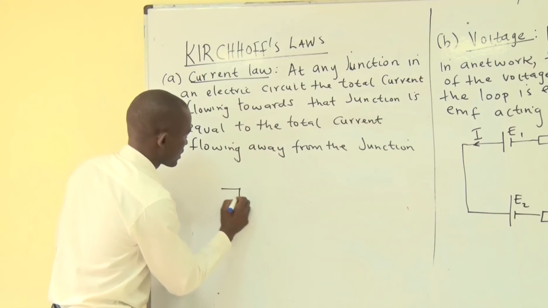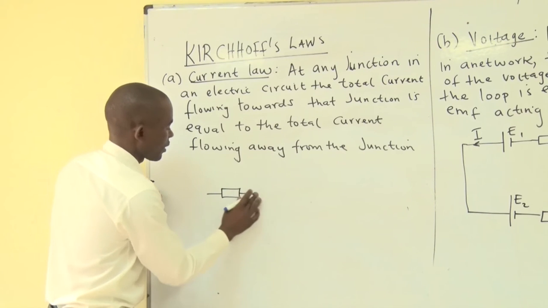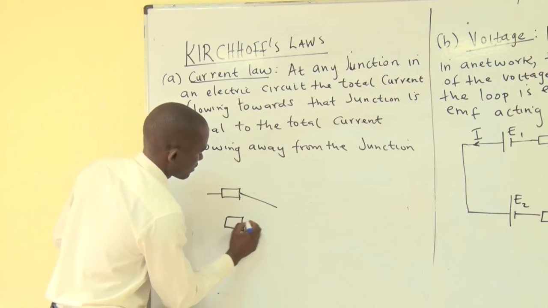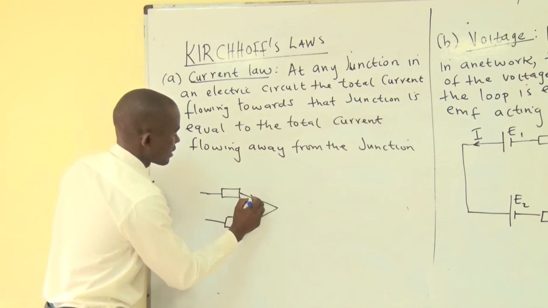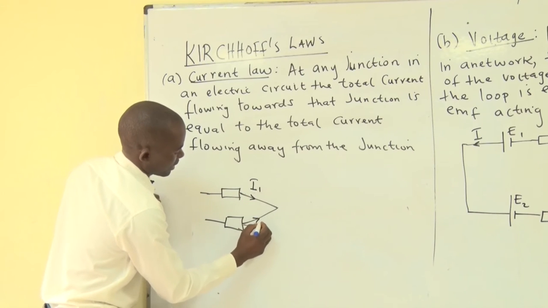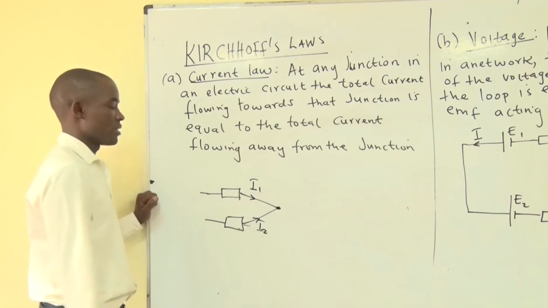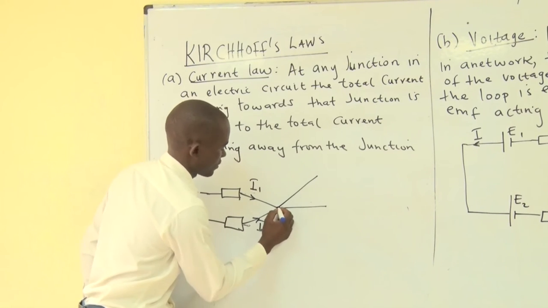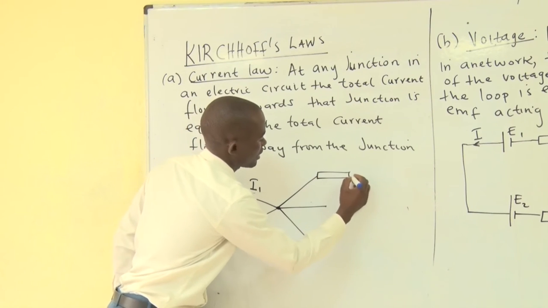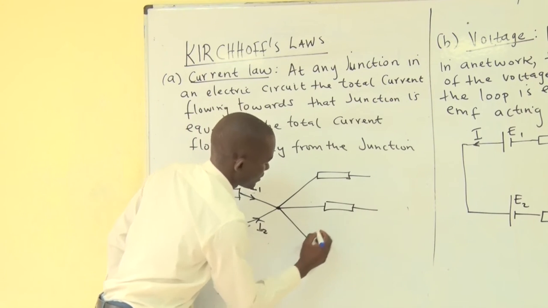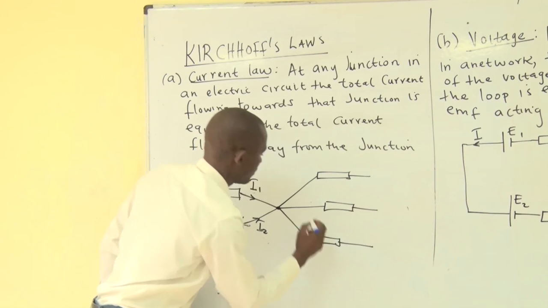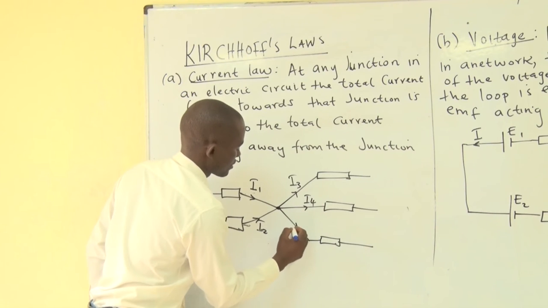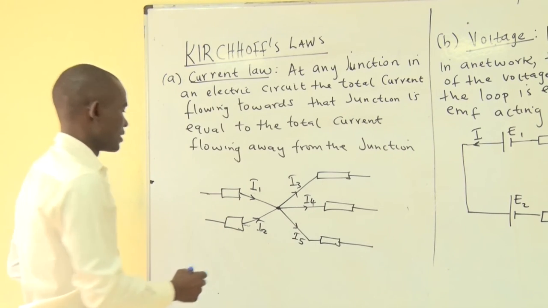If you're having two branches, this is our first branch, and we have our second branch on this other side, like this. So if we say this is our first current and this is our second current that is flowing, and remember this is a common point, so the total of the two currents will be equal to the current that will be leaving this junction. Let's say this is another branch there, and another branch there. So let us say this is our I3, this is our I4, and this is our I5. And this is our junction.